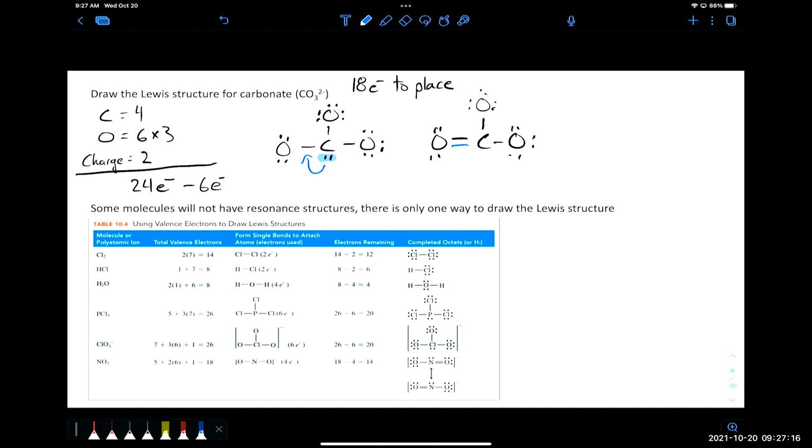Now we have symmetry around this molecule. If we took this oxygen and spun it, we wouldn't be able to distinguish between this oxygen if it landed in this position or in this position. So we can draw resonance structures for this.